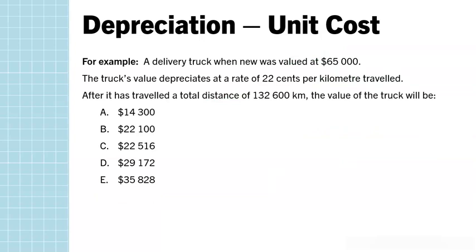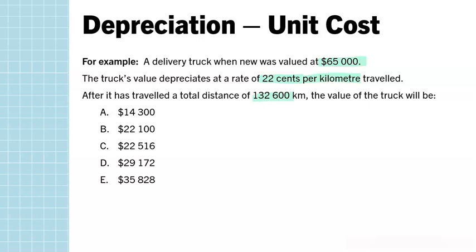A final example, we have a delivery truck that was new when it was valued at $65,000. The truck's value depreciates at a rate of 22 cents per kilometre travelled. After it has travelled a total distance of 132,600 kilometres, the value of the truck will be.